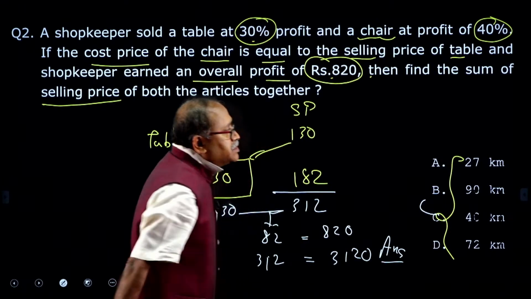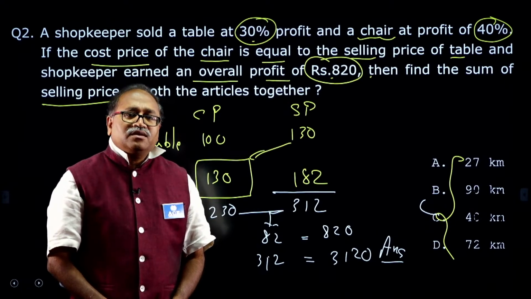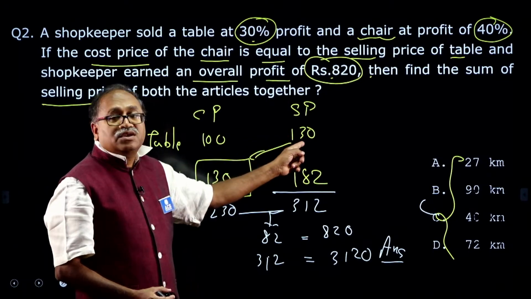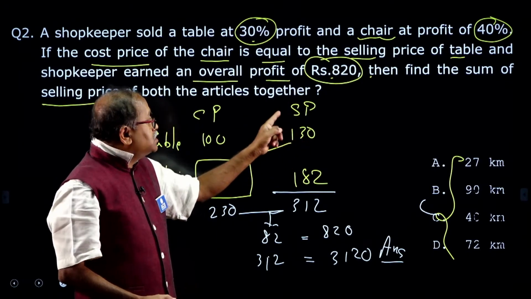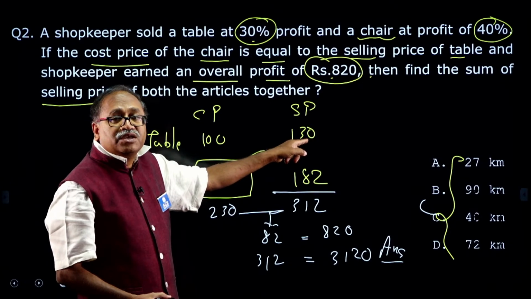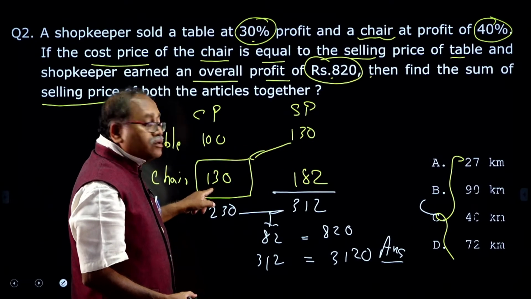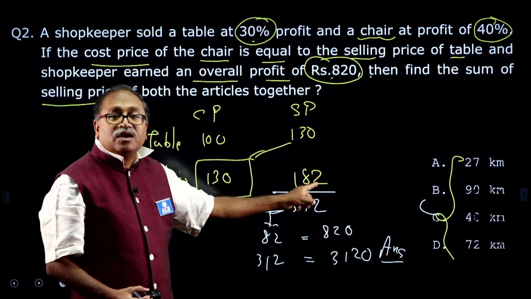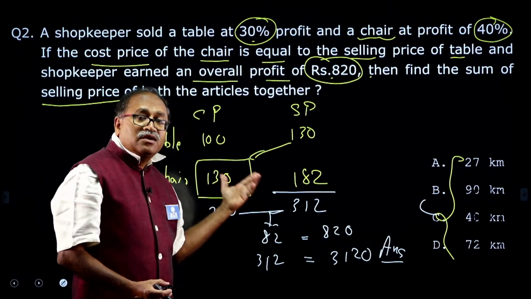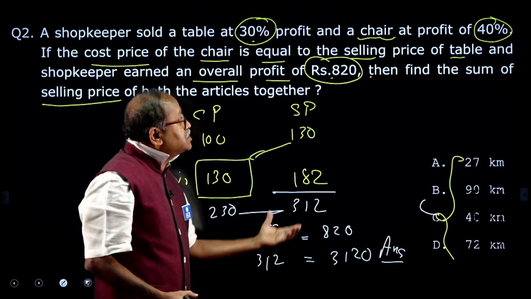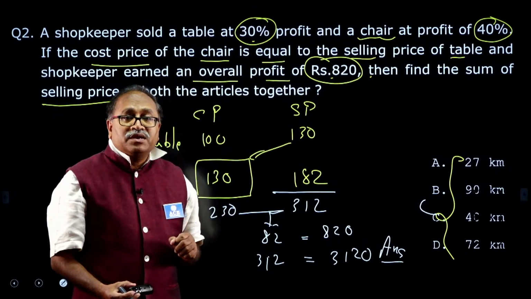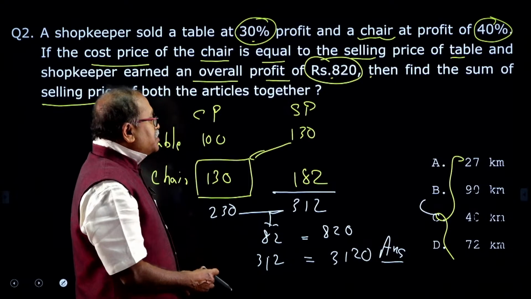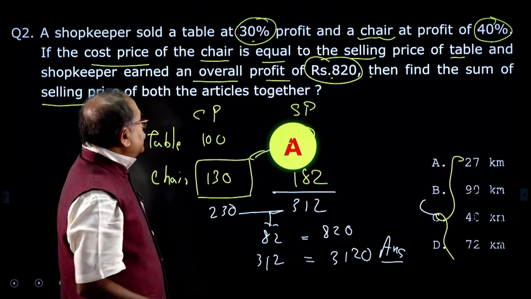Please ignore these options, right. So, it is an easy question, because I can take the 100 over here. So, it has become 130, and it is said that the cost price of the chair is equal to the selling price of the table. That is how I get 130, and I have the profit percentage of the chair also. So, I am getting the selling price. So, I get the total selling price and total cost price, the difference of 82 parts, and the difference in the profit is 820 given to us. Right, my dear friends, I will be moving on to the next question here, and that is this.